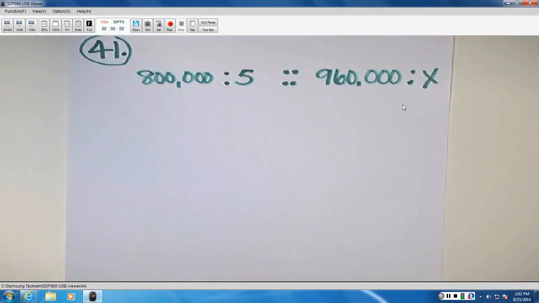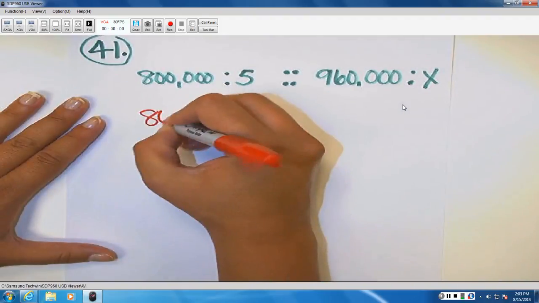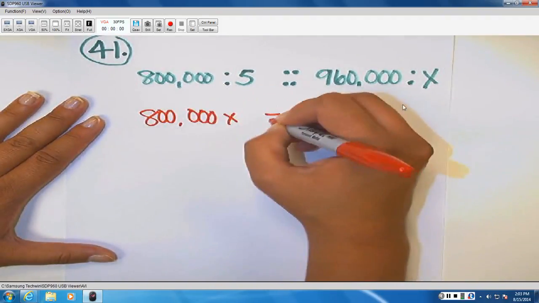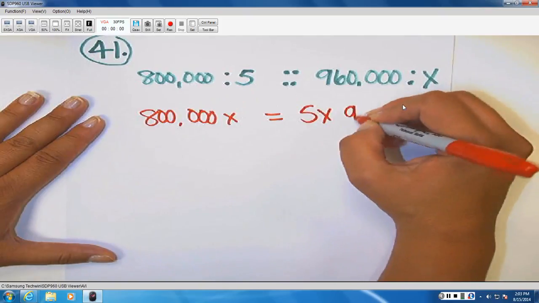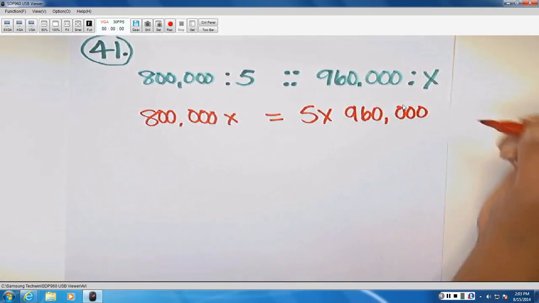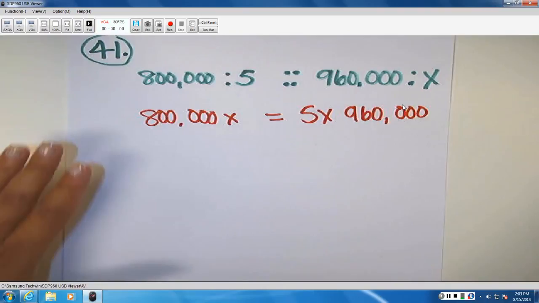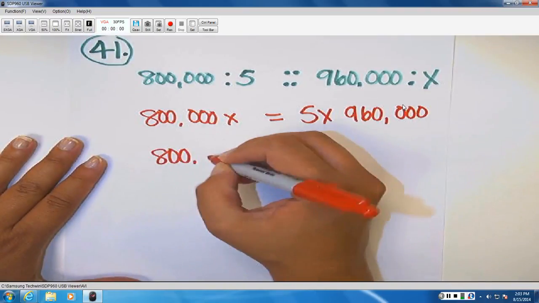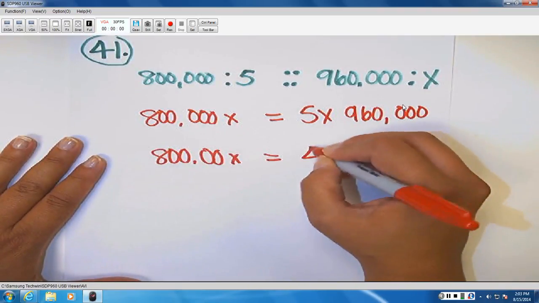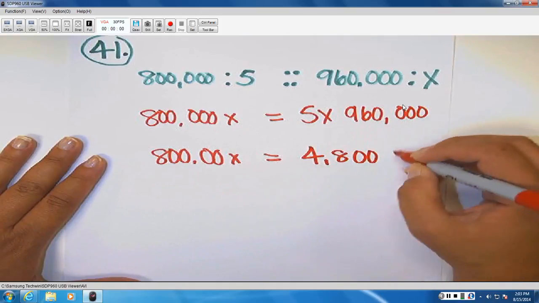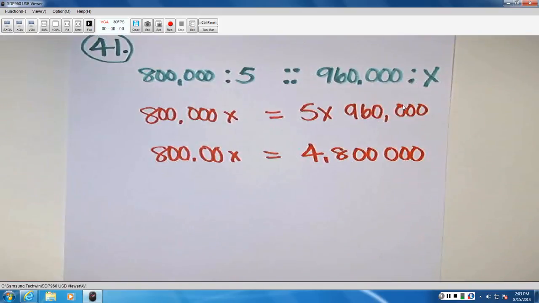Here we're working with some big numbers again. We have 800,000 is to 5 as 960,000 is to x. We'll set up our equation again. 800,000x equals 5 times 960,000. So we're going to actually have a very big number here. 960,000 times 5. 800,000x equals 4,800,000. Okay? So there we're to that point of our equation.